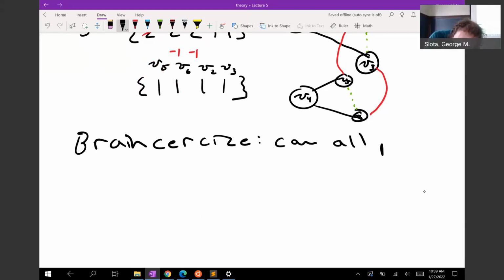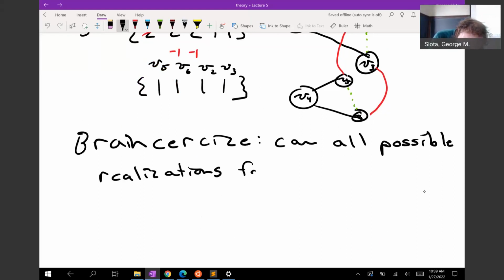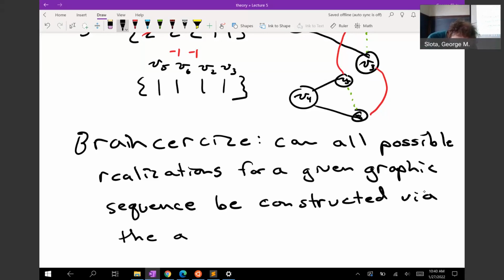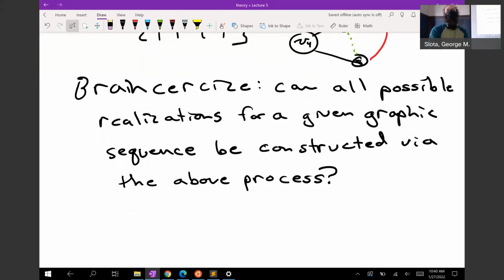And all possible realizations for a given graphic sequence can be constructed via the above process. Exercise for the professor as well. Okay, let's move it on. Any other questions? Yeah.